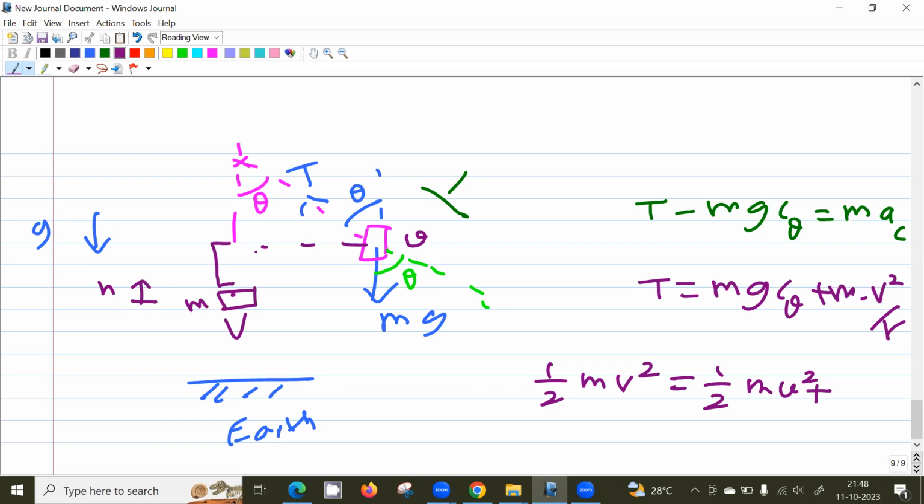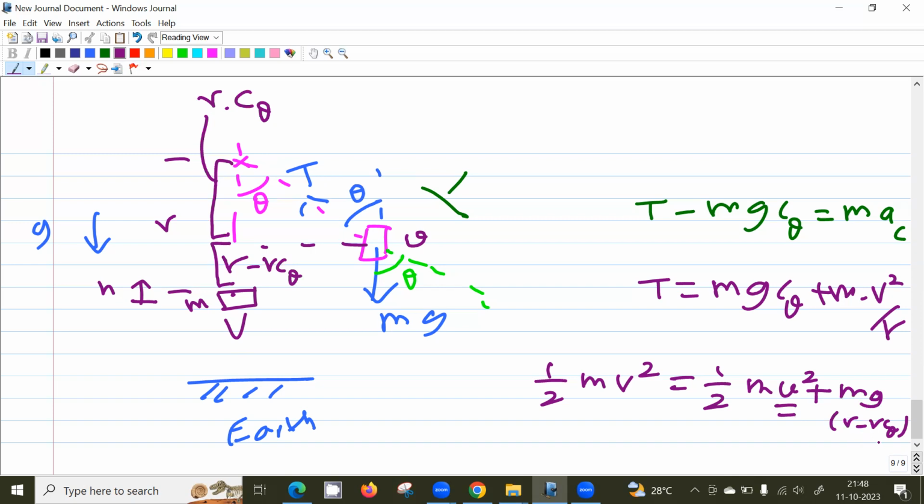And from here to here, the length is the radius of the circular motion, that is r. And this length will be r cos theta. So this height will be r minus r cos theta. So the height gained is r minus r cos theta, and there will be a potential energy corresponding to that height. So the velocity at the bottommost point is known. So this v is a function of theta because that theta is coming here.